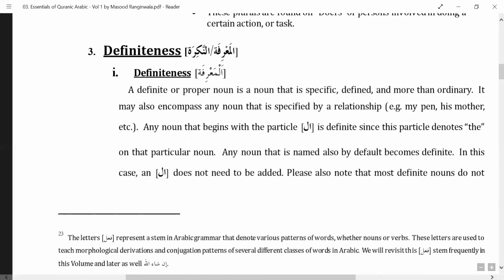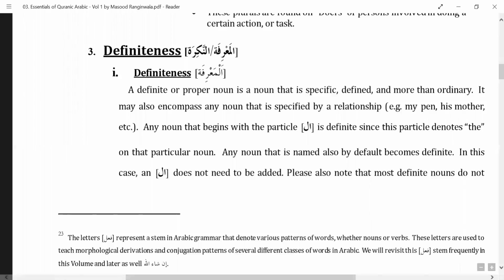The third property is definiteness. An ism can be either definite or indefinite. The default rule is that unless you can prove that a noun is definite, you will consider it indefinite. For definite, you have certain categories, certain ways of identifying. Definite means something that is specific. You know what is being talked about. It's something more than ordinary.